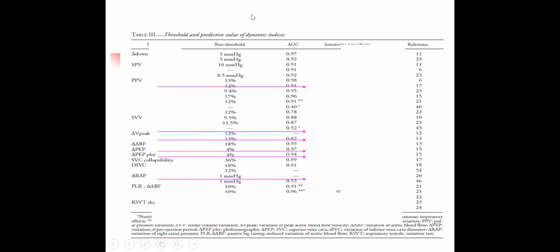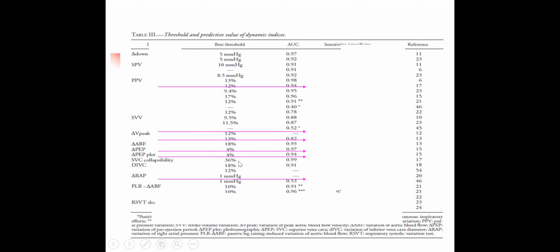This table gives us the threshold and predictive value of the dynamic indices, most of which we have discussed. For delta down, the threshold is 5 millimeter mercury. For systolic pressure variation, the threshold is 10 millimeter mercury. For pulse pressure variation, the threshold is 12%. For delta V peak, the peak aortic flow velocity, it is again 12%, 13%. Change in aortic blood flow, 13%. And delta PEP, that is the pre-ejection period, it is 4%.